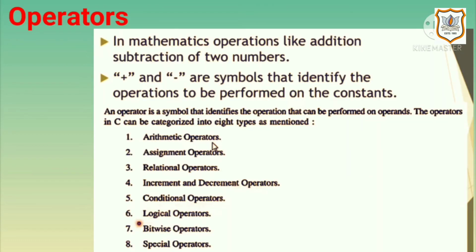Topic is operators. In mathematical operations like addition and subtraction of two numbers, plus and minus are symbols that identify the operations to be performed on the constants. An operator is a symbol that identifies the operation that can be performed on operands. The operators in C can be categorized into 8 types as mentioned. First, arithmetic operator. Second, assignment operator. Third, relational operators. Fourth, increment and decrement operators. Fifth, conditional operator. Sixth, logical operator. Seventh, bitwise operator. Eighth, special operators.